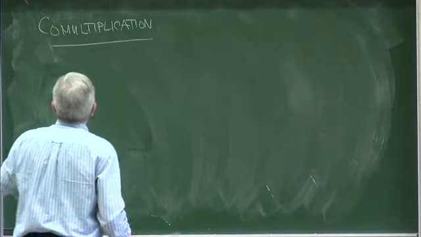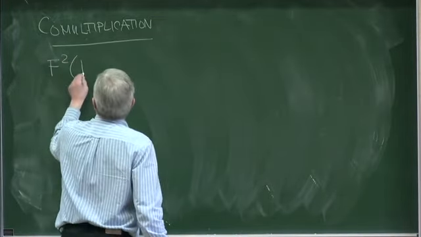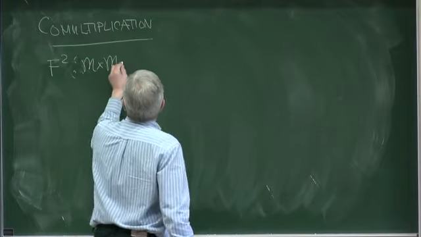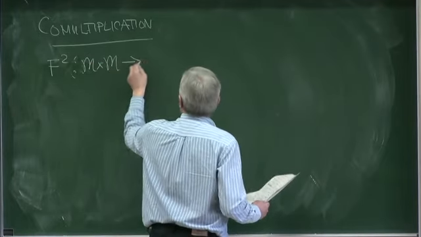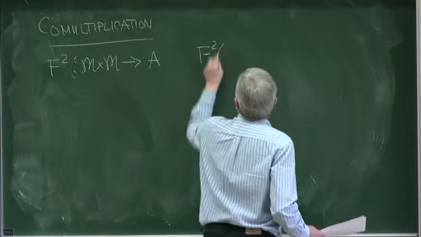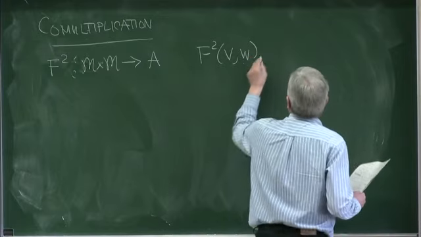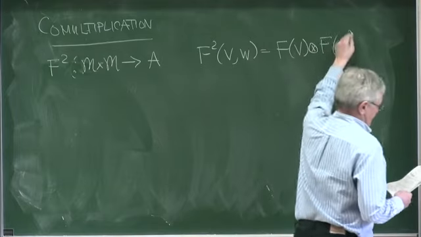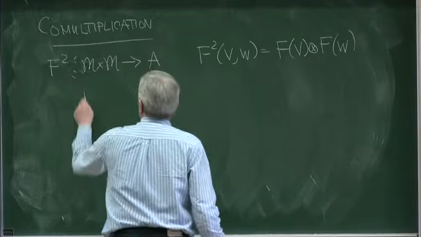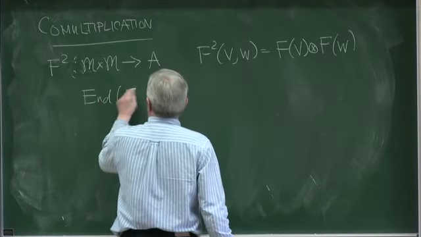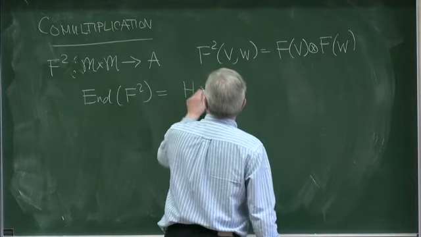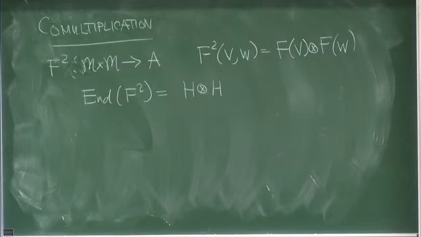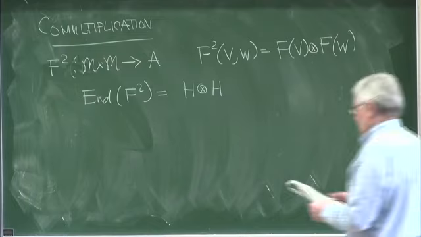Right, so first of all, introduce F2 from M tensor M cross N into A by F2 of V W is F of V tensor F of W. So, of course, the endomorphisms of this F2 is just H tensor H. The endomorphisms of that is just going to be the tensor product. And I'm going to define the co-product at that level. Now, define delta.